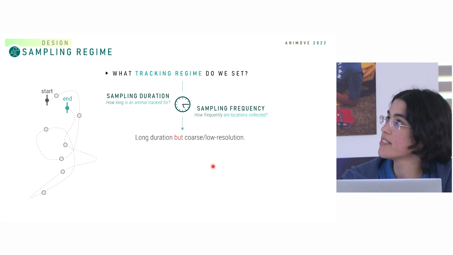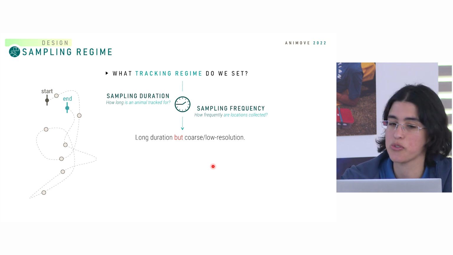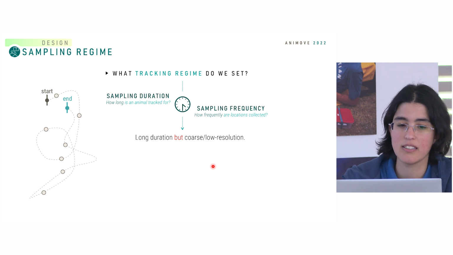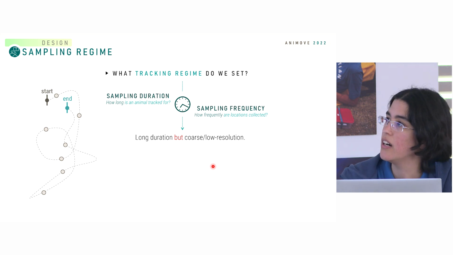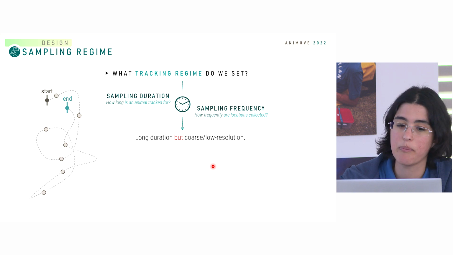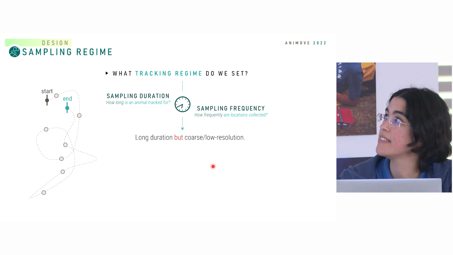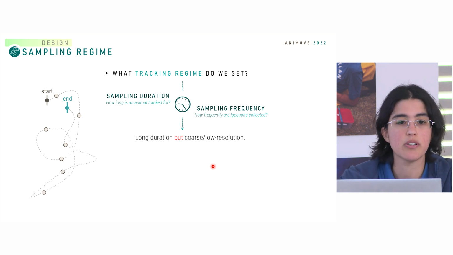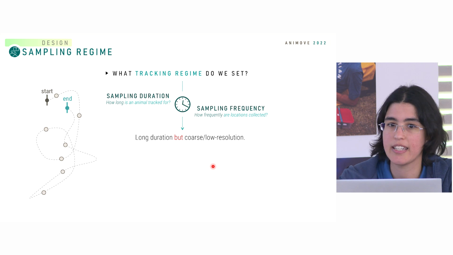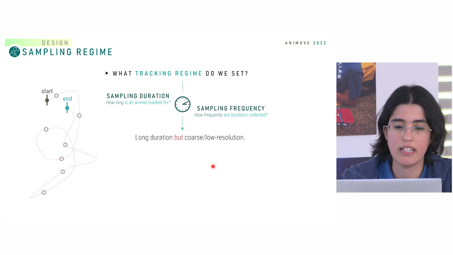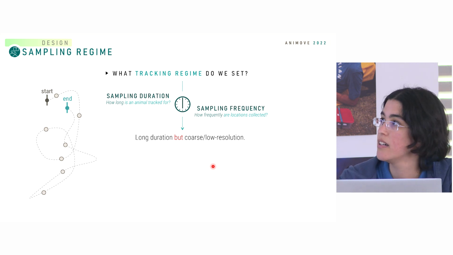So we've already talked a lot about absolute sample size and effective sample size, and that's essentially what's driving this ability to answer our questions. And obviously, it is inherently connected to the sampling duration and the sampling frequency that you collect your data points. So how long are you tracking an animal for, and how frequently are locations being collected?